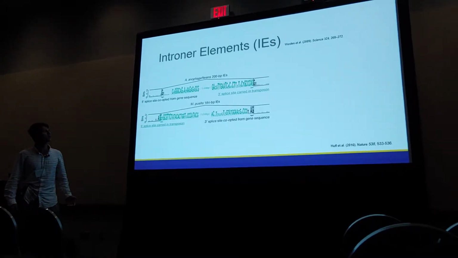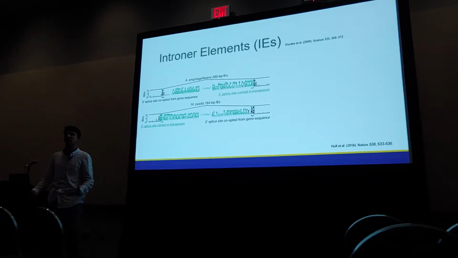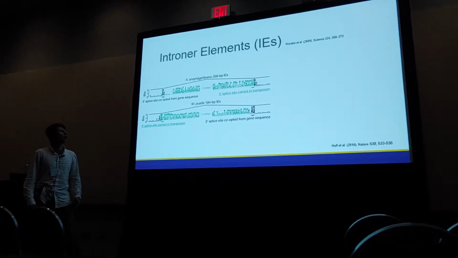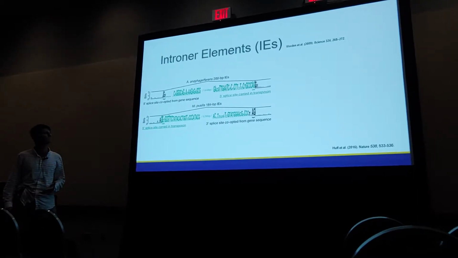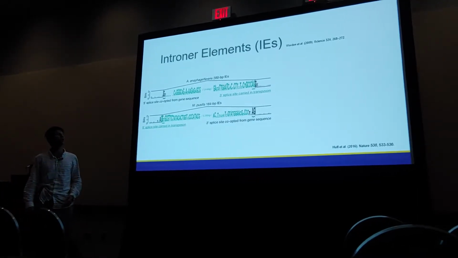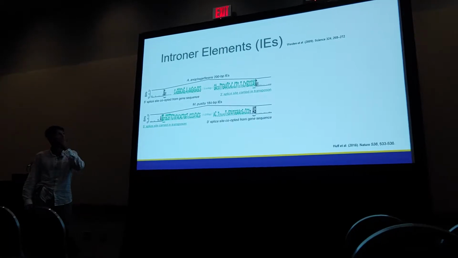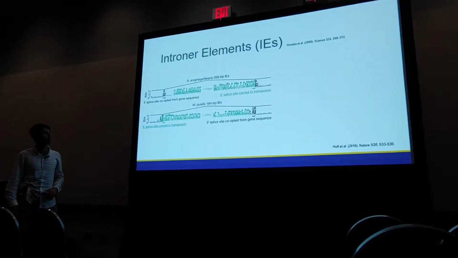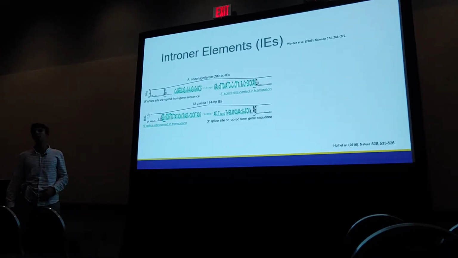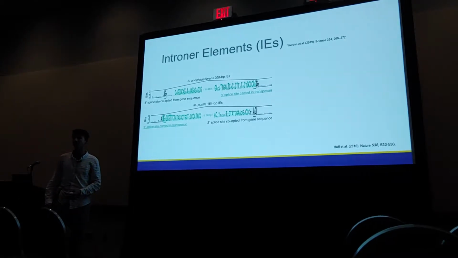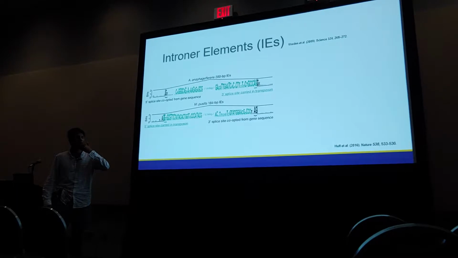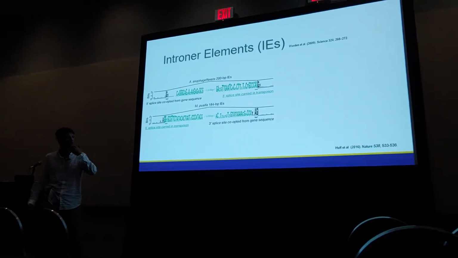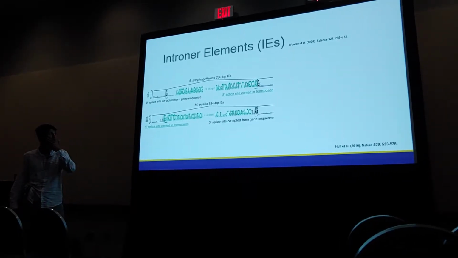That brings me to introner elements, which are essentially transposable introns. They were originally discovered in an algal species, Micromonas pusilla, and are described in a Science paper published in 2009 by Worden et al. They were then discovered also in a pretty distant relative, Aureococcus anophagefferens, originally described by Huff et al. in a Nature paper published in 2016.